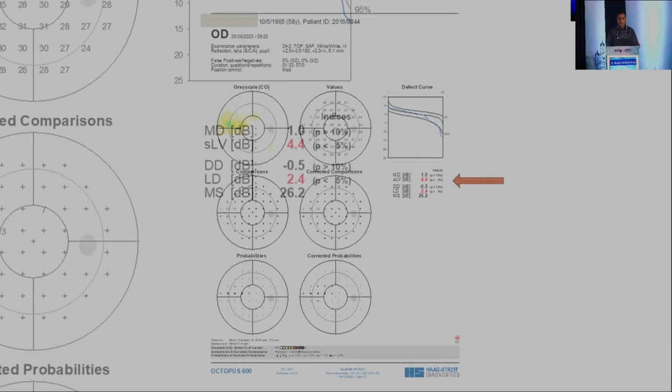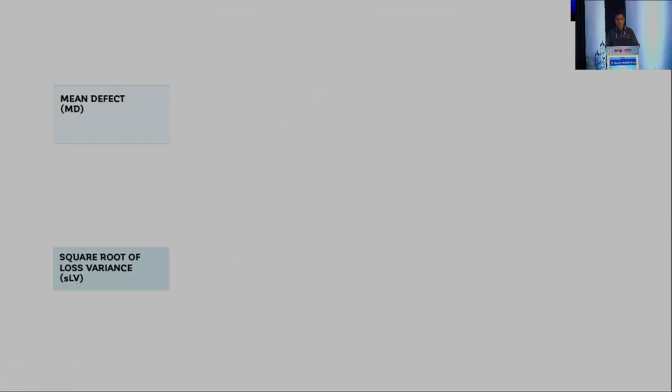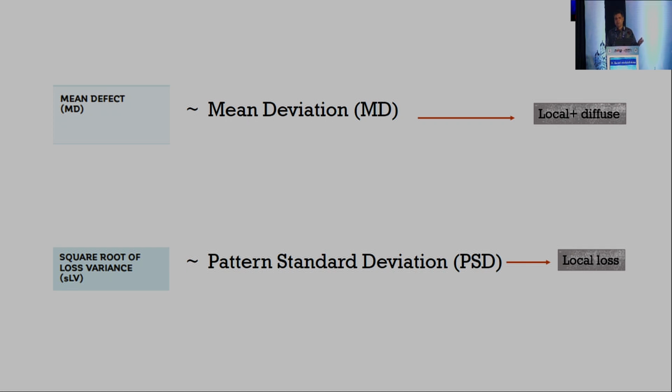Now, if you look at the indices, there are 5 indices. The one at the bottom is MS. That's not very important. Let's look at the important ones. The MD, or the mean defect, is similar to the mean deviation, representing both local and diffuse loss. The square root of loss variance is again similar to the pattern standard deviation of the Humphrey and represents local loss.